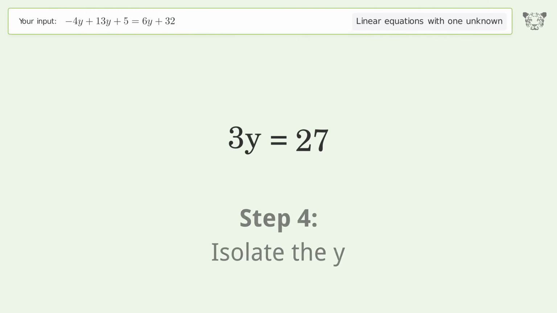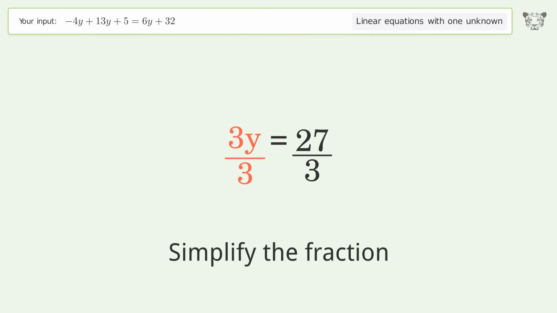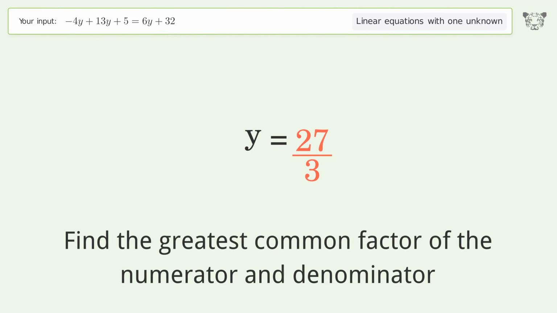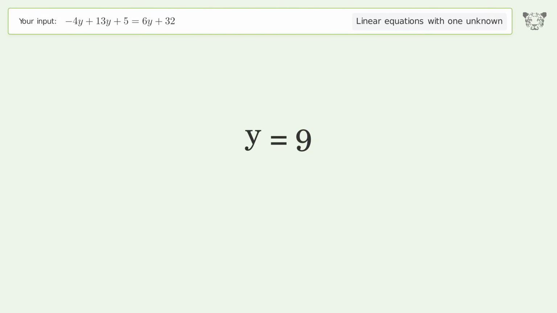Isolate the y. Divide both sides by 3. Simplify the fraction. Find the greatest common factor of the numerator and denominator. Factor out and cancel the greatest common factor. And so the final result is y equals 9.